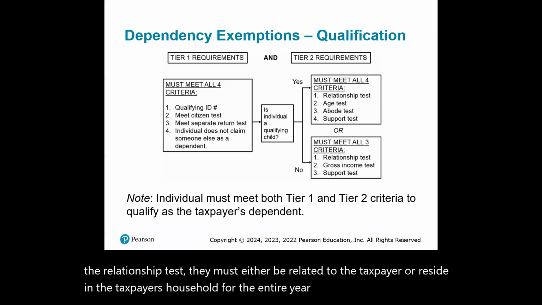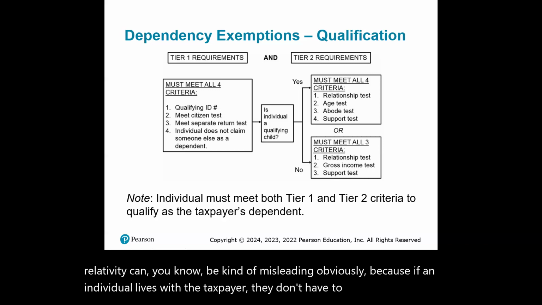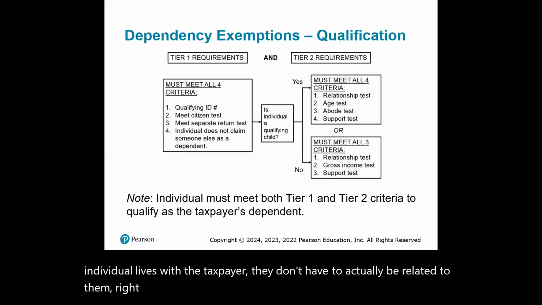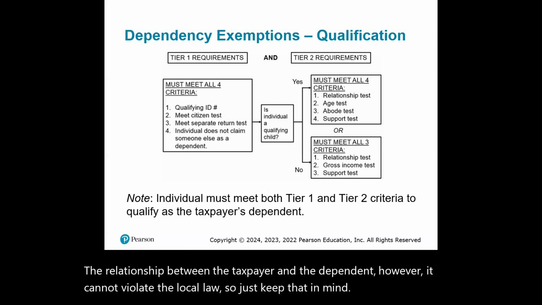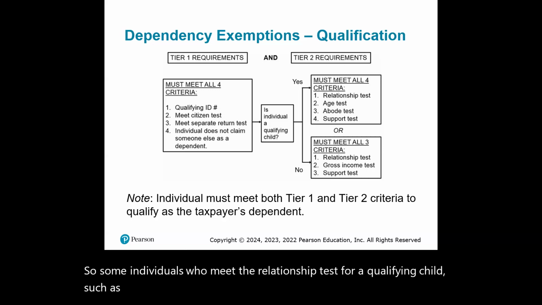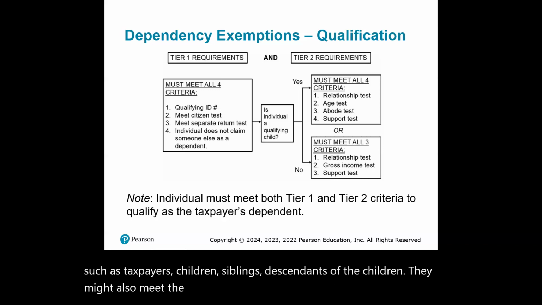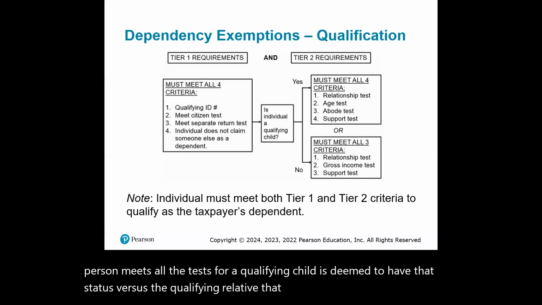The term qualifying relative can be kind of misleading, obviously, because if an individual lives with the taxpayer, they don't have to actually be related to them. Right? The relationship between the taxpayer and the dependent, however, cannot violate local law. So just keep that in mind. Some individuals who meet the relationship test for a qualifying child, such as taxpayers' children, siblings, descendants of the children, might also meet the relationship test for a qualifying relative. However, if a person meets all the tests for a qualifying child, they are deemed to have that status versus the qualifying relative. That's something also to keep in mind.